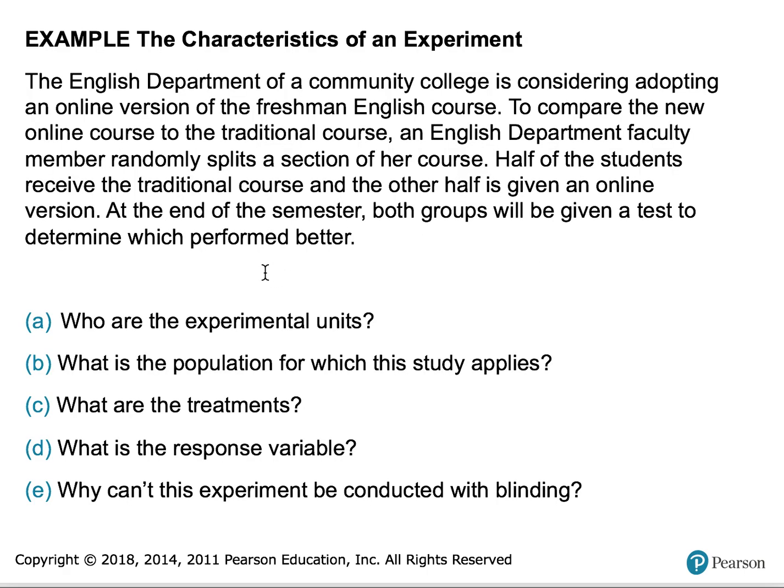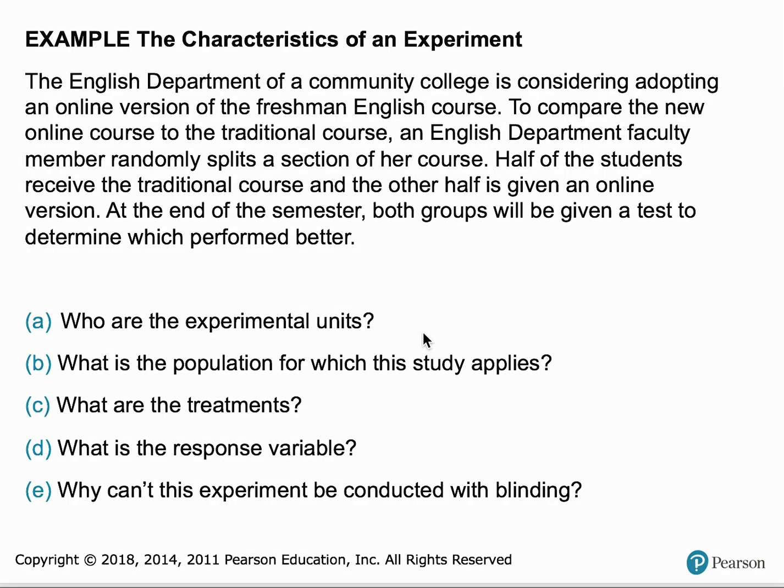All right, so let's look at an example. The English department of a community college is considering adopting an online version of the freshman English course. To compare the new online course to the traditional course, an English department faculty member randomly splits a section of her course. Half of the students receive the traditional course, and the other half is given an online version. At the end of the semester, both groups will be given a test to determine which performed better.